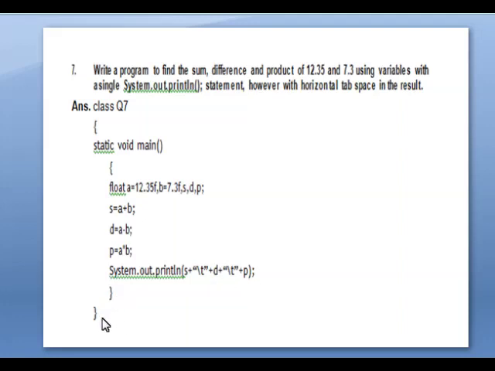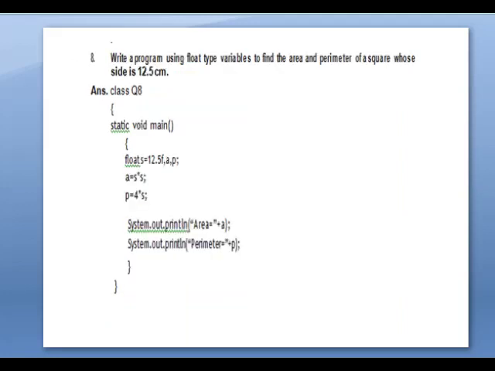Okay students, now we are going to see the 8th program. Write a program using float type variables to find the area and perimeter of a square whose side is 12.5 centimeter. So it is already given that the variables are in float. How many variables do we want? To store the side we want one variable, to find the area another variable, to find the perimeter another variable. So total 3 variables we want. All the variables are float.